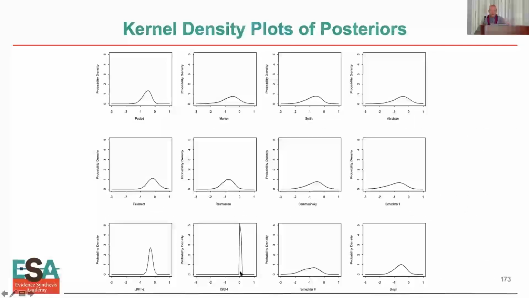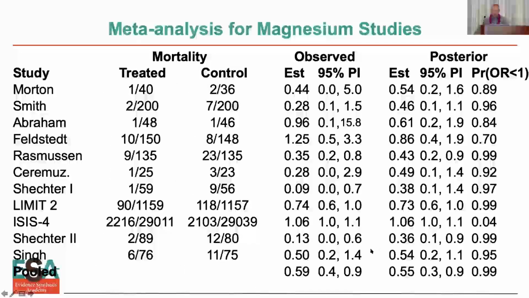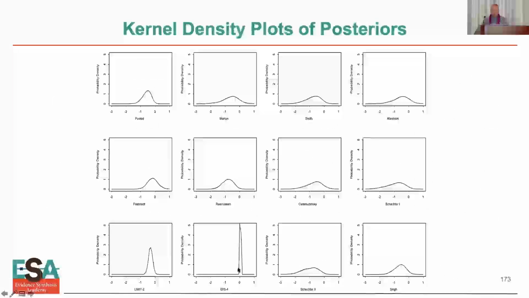The ISIS study, on the other hand, is very sharply peaked because we know this pretty precisely, right? This is centered at a log odds ratio of about 0.06, and it's very precisely estimated. In fact, the confidence limits are between 1.0 and 1.1. So you know that the effect is very close to between 0 and 0.1 here on the log scale. You can see the smaller studies are much more spread out. The larger studies are much more peaked. And here's the pooled estimate, which is kind of a compromise between all of these.